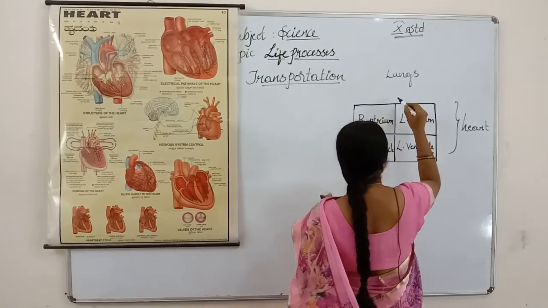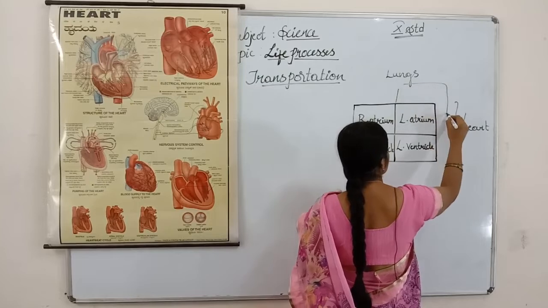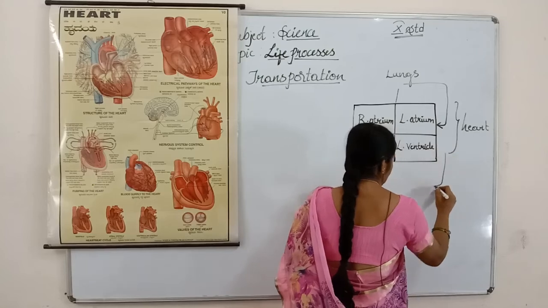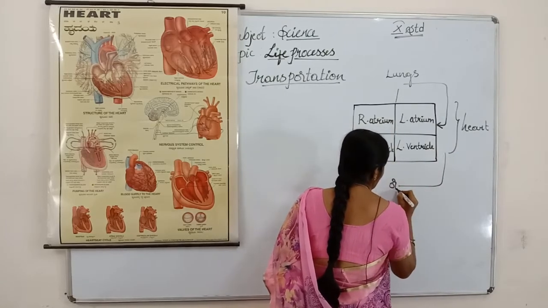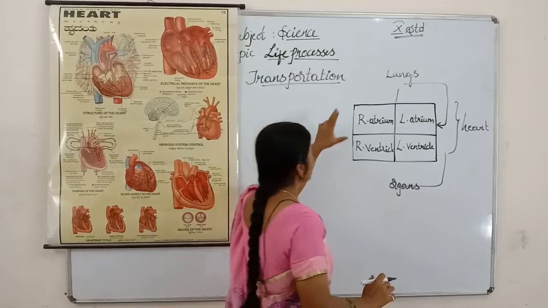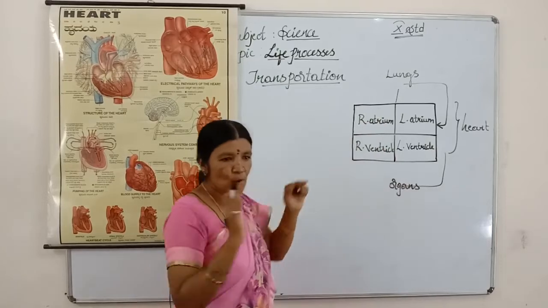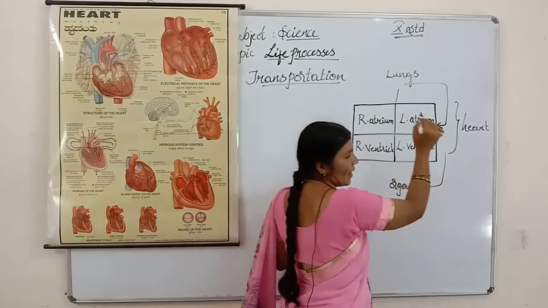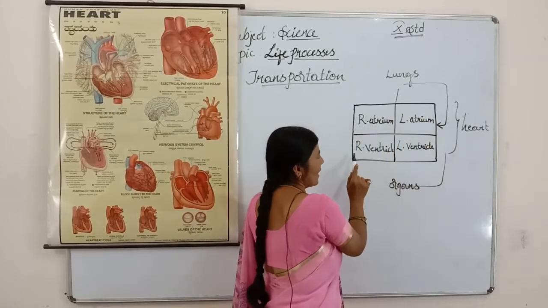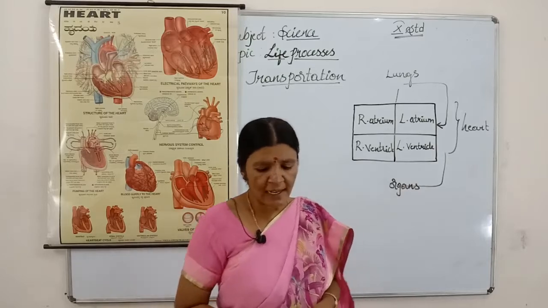Children, this is what I am drawing, the block diagram of the heart. Just as we have separate rooms in our house, in the same way our heart has 4 chambers, that is right atrium and left atrium, right ventricle and left ventricle. Firstly, okay, let us start.